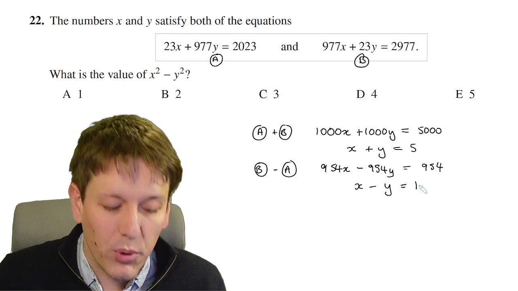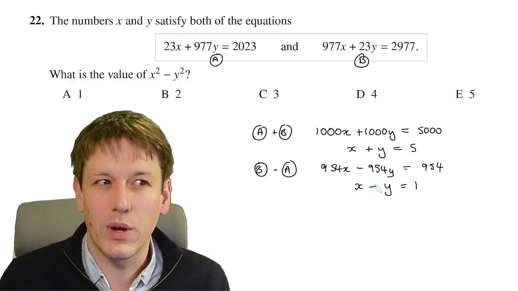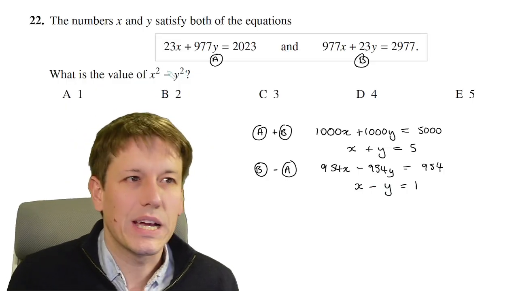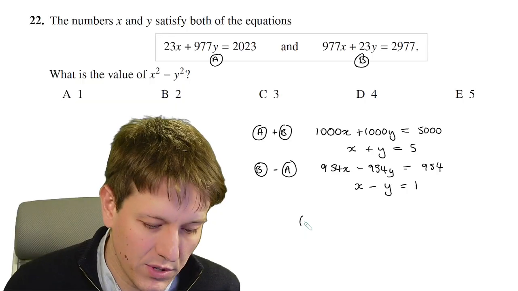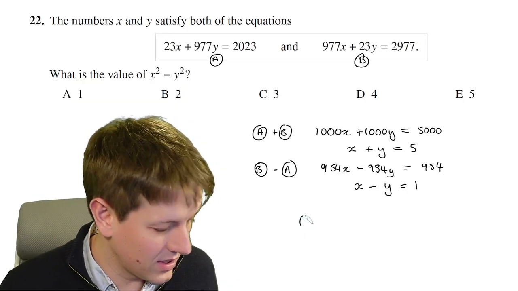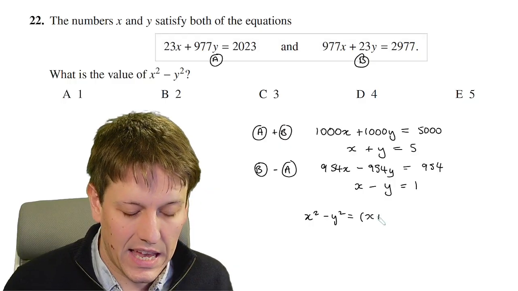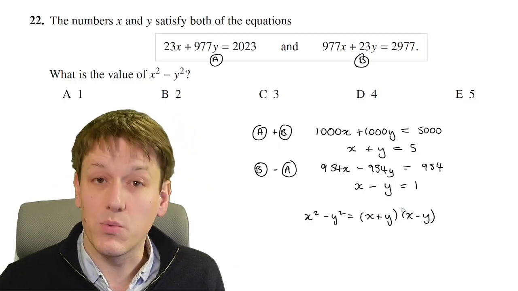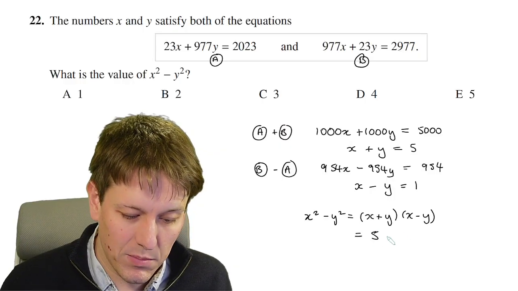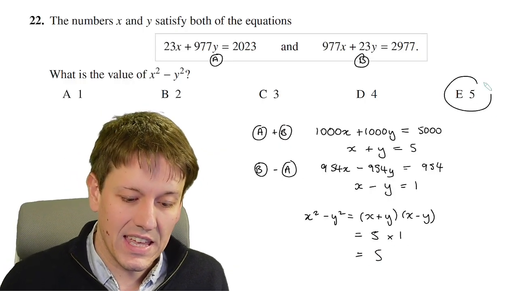Again, you could at this point solve for x and y. It wouldn't be too hard here. We've got two easy simultaneous equations now. But we notice we only want to work out x squared minus y squared, so we've got an opportunity to save ourselves even more time here and say that using the difference of two squares, x squared minus y squared is x plus y times x minus y. Well, we've just worked out x plus y and x minus y, so here that would be 5 times 1, and that would give us 5, and so the answer here is E.